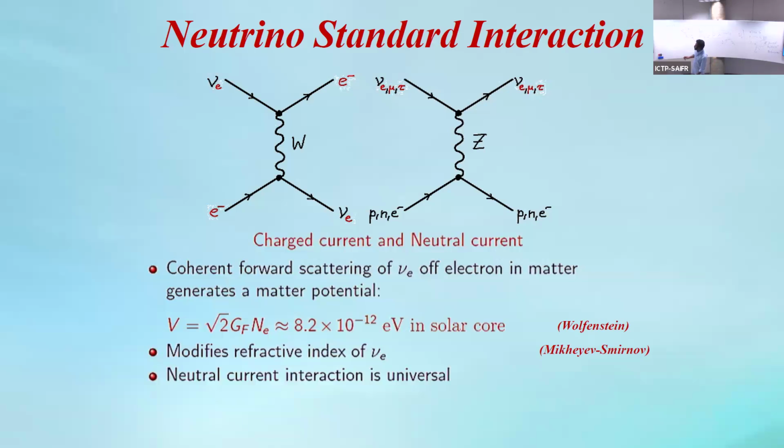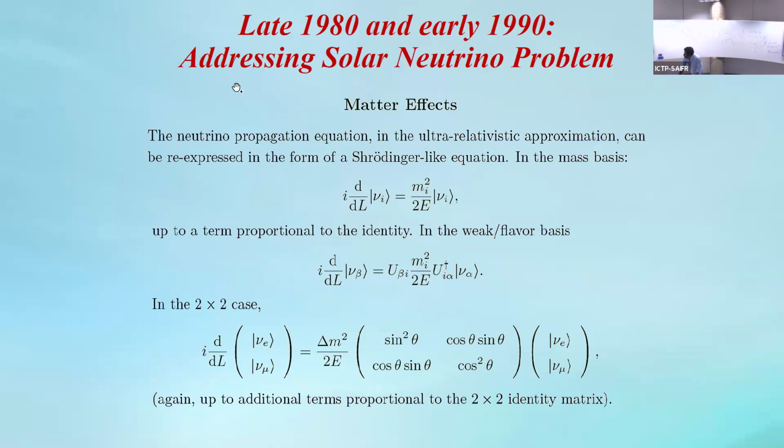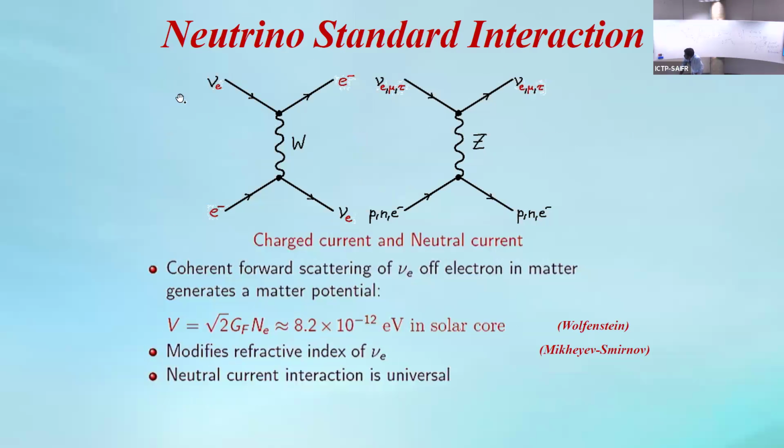Before going to that, we should know how the neutrino interacts. In the standard model, these are the two types of interaction you can write down. The electron is something special. As you see here, because matter consists of electrons, you can only write down nu e here, because the charged current is flavor diagonal. But for the neutral current interaction, you can swap any flavor, and it is universal to all the flavors.